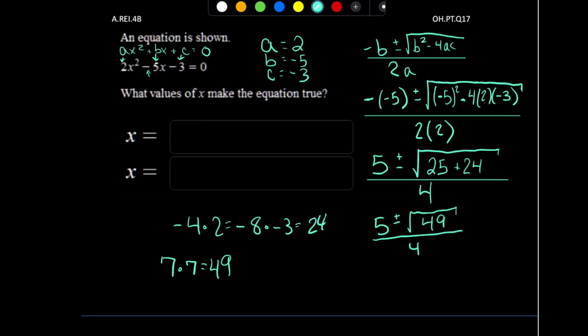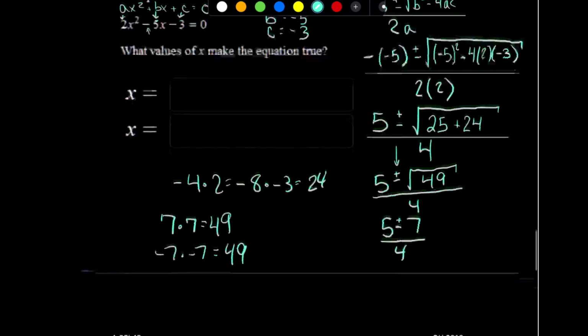So the reason that they have this plus minus here is because, remember, square roots have two different answers. They have the positive, which is just 7, but also the negative root. Negative 7 times negative 7 also makes positive 49. Okay? So this is 5 plus or minus 7 over 4. We're almost there.